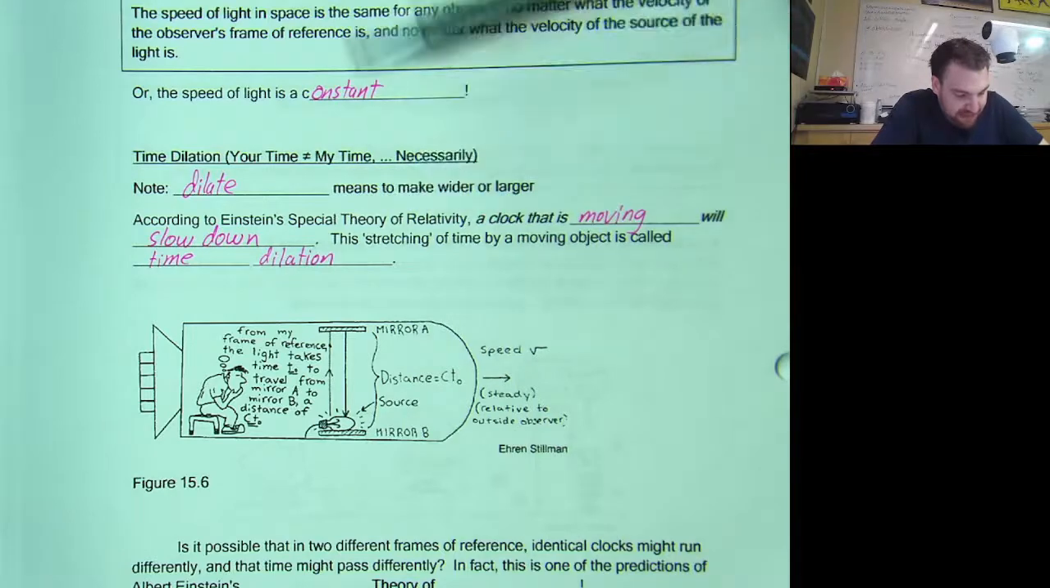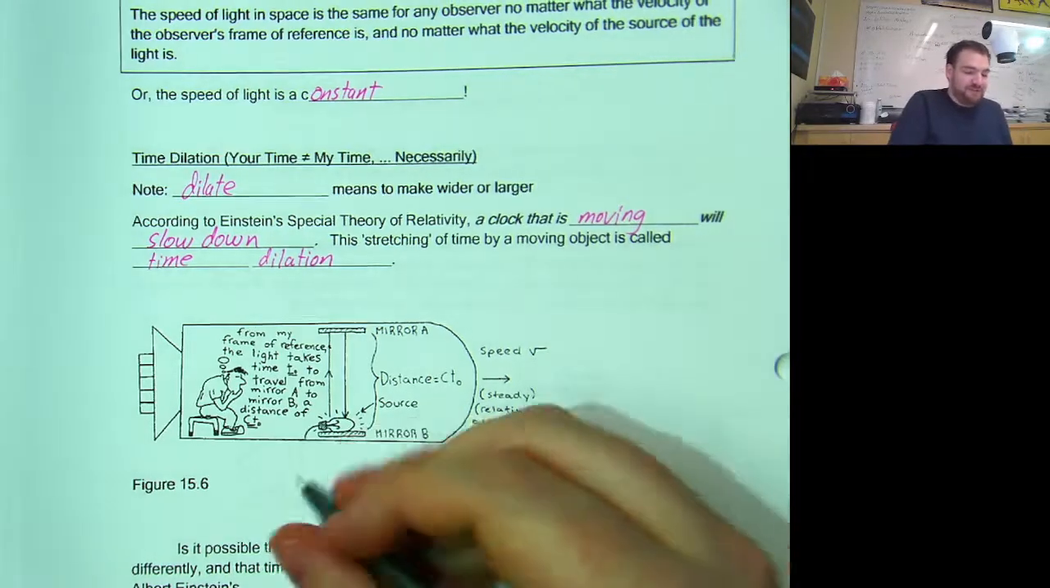Is it possible that in two different frames of reference, identical clocks might run differently and that time might pass differently? Yes. This is one of the predictions of Einstein's special theory of relativity.